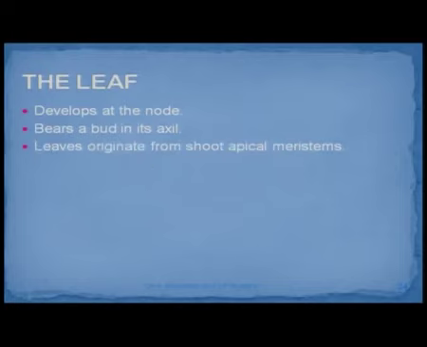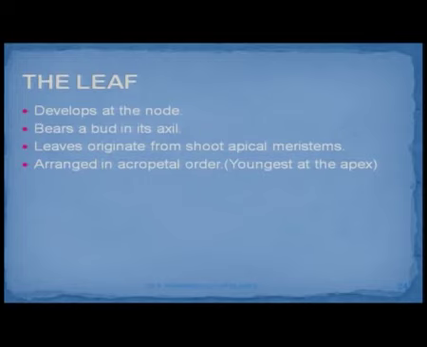Now, leaves originate from the shoot apical meristem, the meristem that is present at the apex of the shoot, and they are arranged in acropetal order. Acropetal means youngest at the apex. I will help you to break down this term. Learn it this way: A for acropetal, A for apex. So, youngest at the apex, this is the acropetal order.